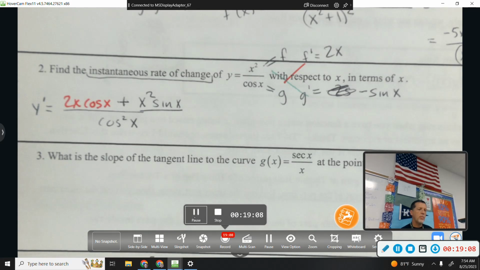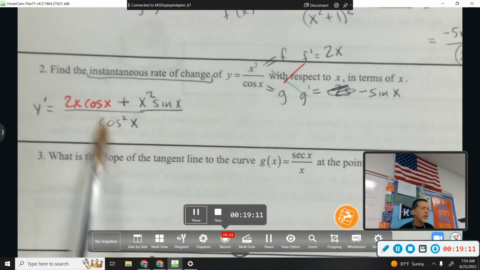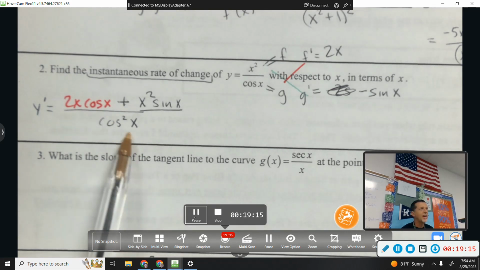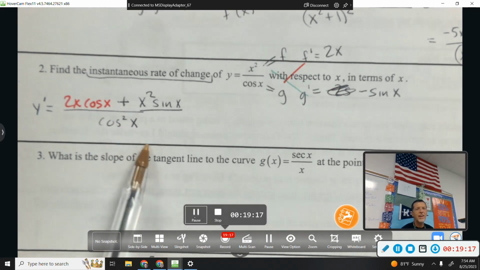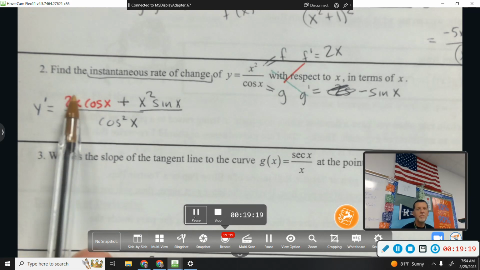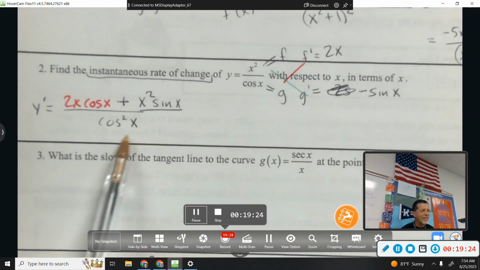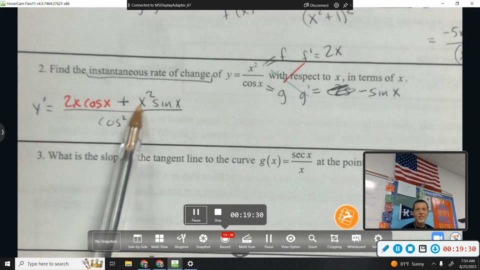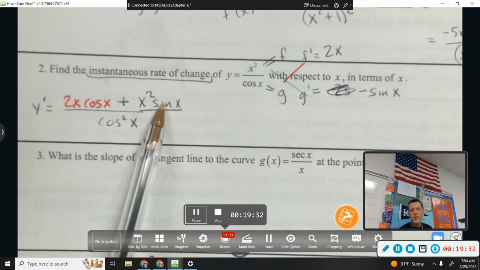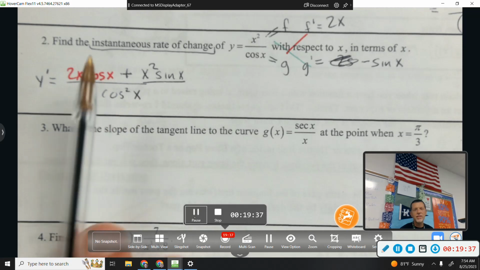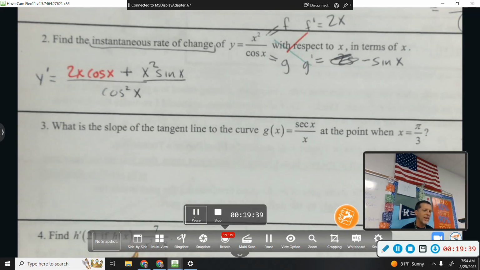There's y prime. Can I reduce the cosines here? Yeah, not if you want to stay in the class and pass. No, don't do that. Why can't I reduce cosines? Yeah, that top one's being added, so you're ineligible to be reduced if you're added to something. So the bottom one's eligible for reduction, but the top one is not. So we just have to leave it as is.